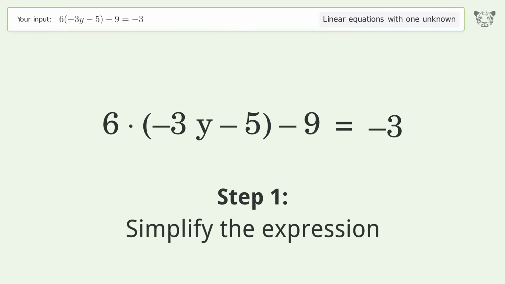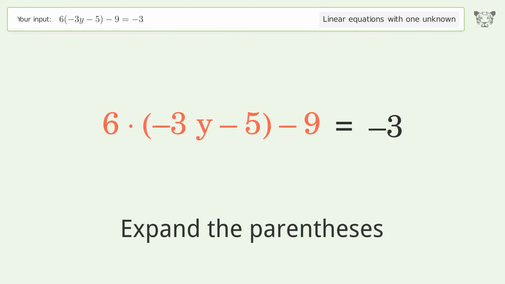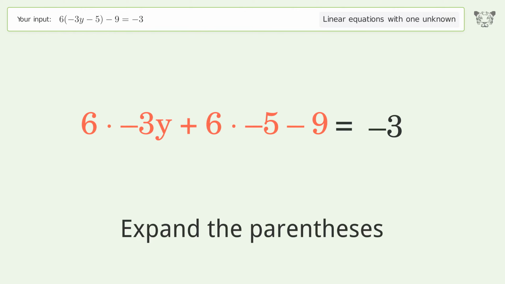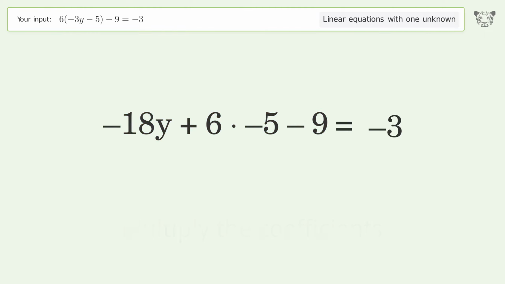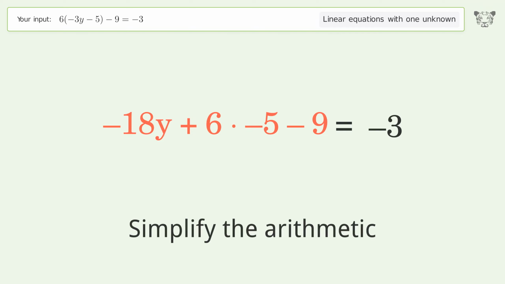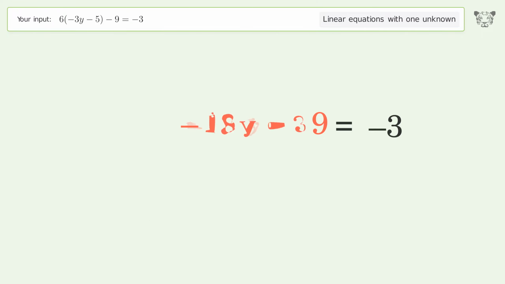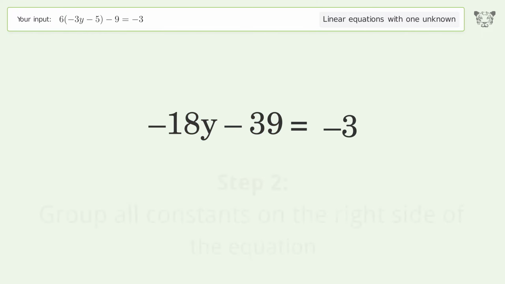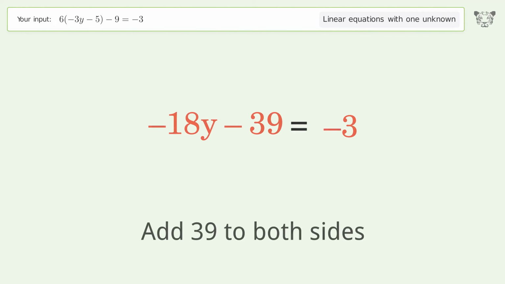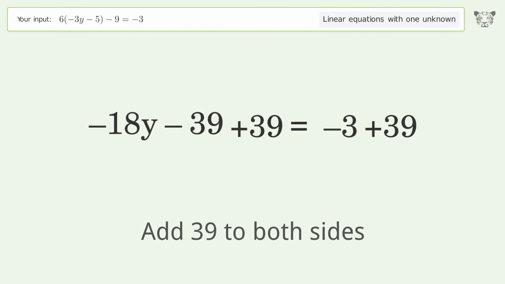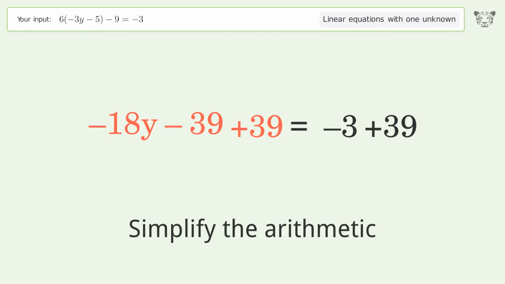Simplify the expression. Expand the parentheses. Multiply the coefficients. Simplify the arithmetic. Group all constants on the right side of the equation. Add 39 to both sides. Simplify the arithmetic.